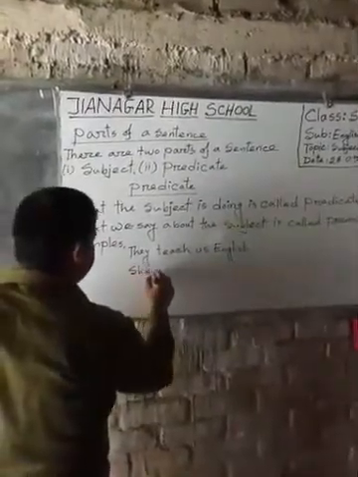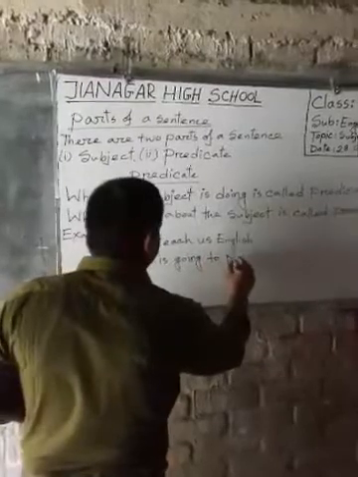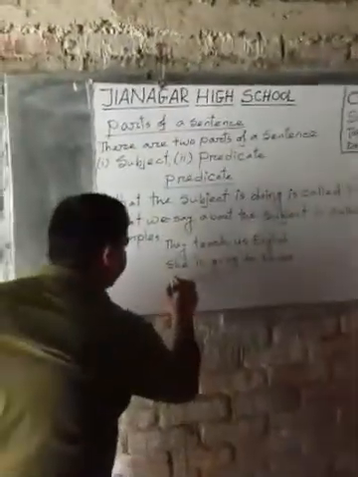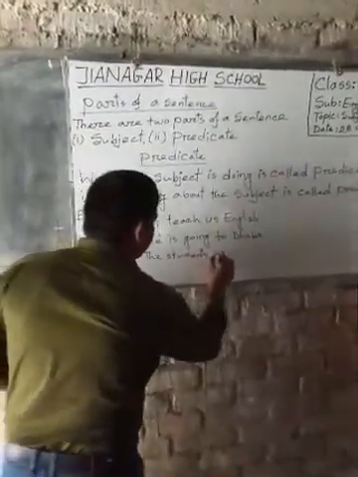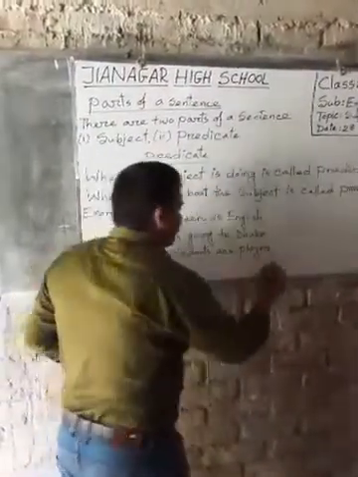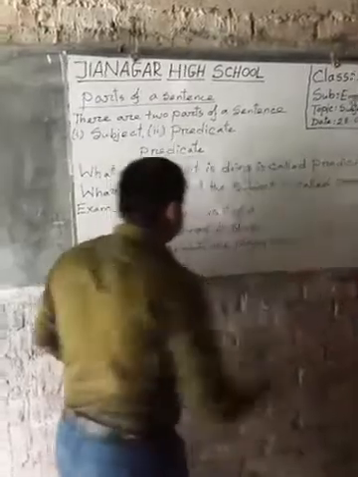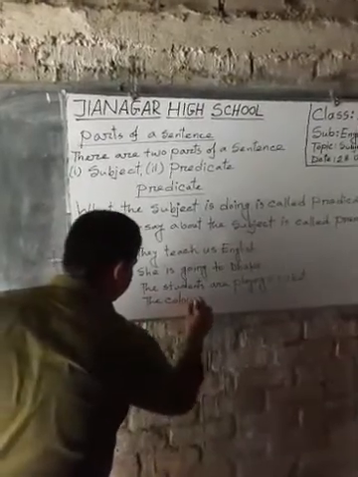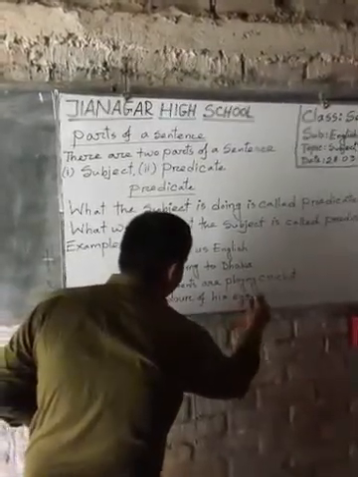She is going to Dhaka. The students are playing cricket. The color of his eyes is blue.